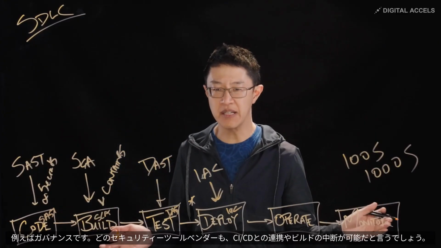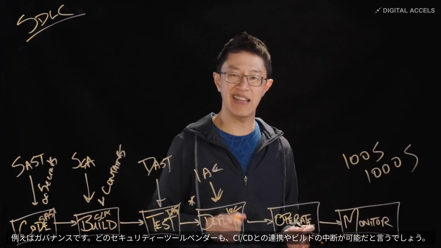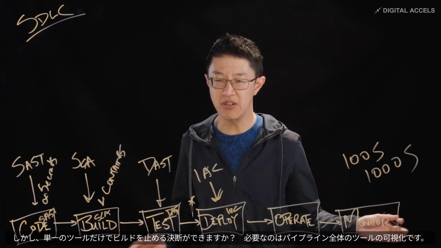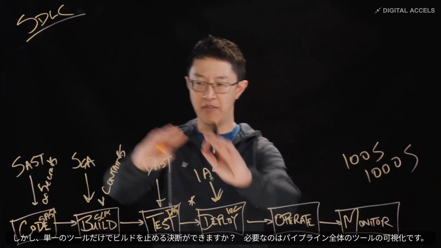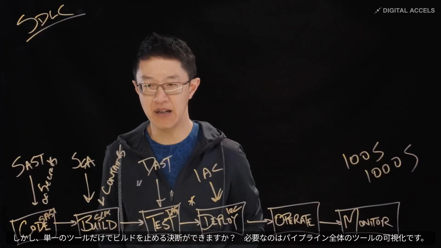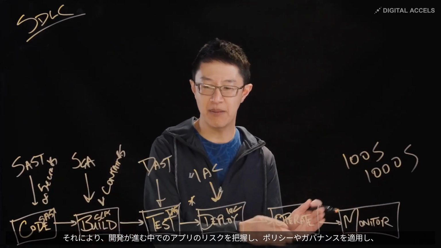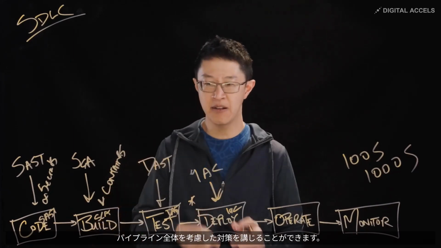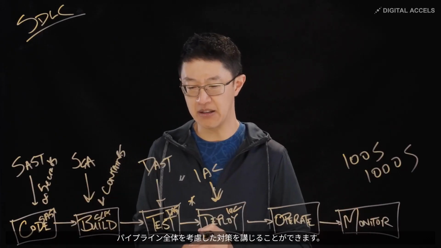Things like governance, right? Every application security testing vendor will tell you that they can integrate with CI/CD, they can break the build. Well, who actually breaks the build on a single tool? What you want to do is have pipeline visibility of all of the tools going in your pipeline, and then you can have an idea of the risk of the application as it progresses through your pipeline. You can create policies, you can create governance, you can create special things to make sure that anything you do takes into account the entire pipeline level.